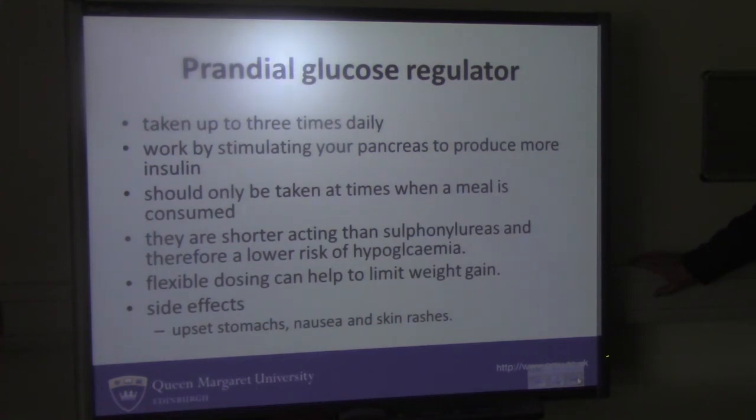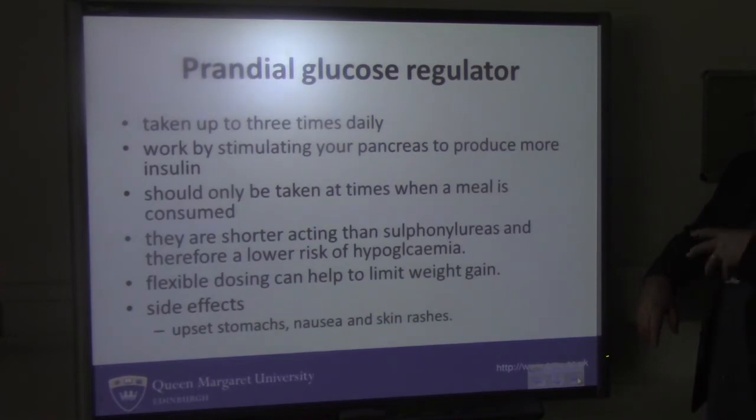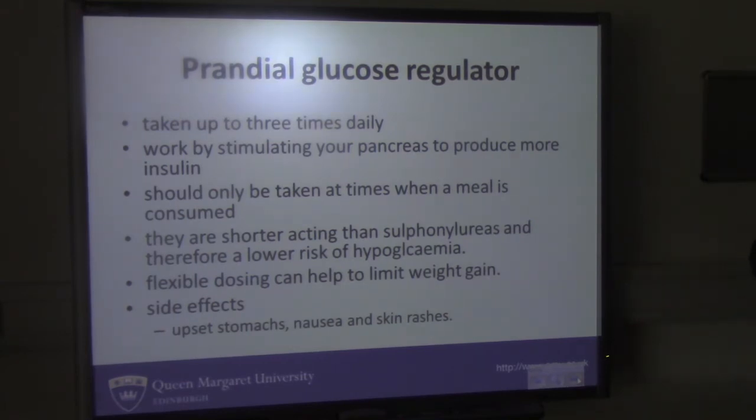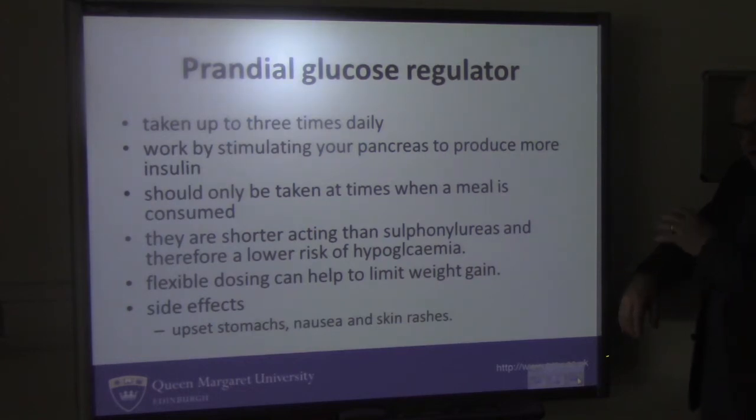They're much shorter acting than the sulphonylureas. And because of that, you can take them with the meal. They last, if you like, to work when the glucose level in the plasma is rising, and therefore they are less likely to cause a risk of hypoglycemia. And because the dosing can be flexible, and you're taking it with the meal, and you can adjust it to suit the meal, they're less likely to cause weight gain. They can still cause the same thing though, of the gut upset, the nausea and the rash.